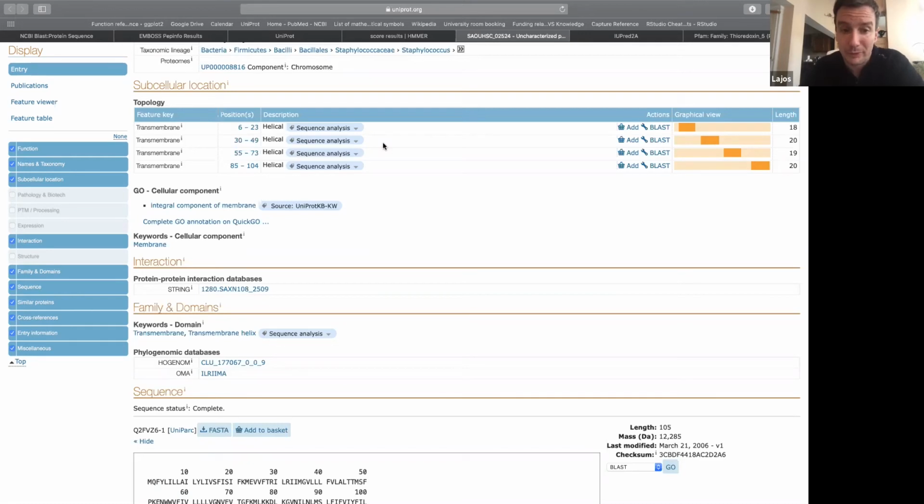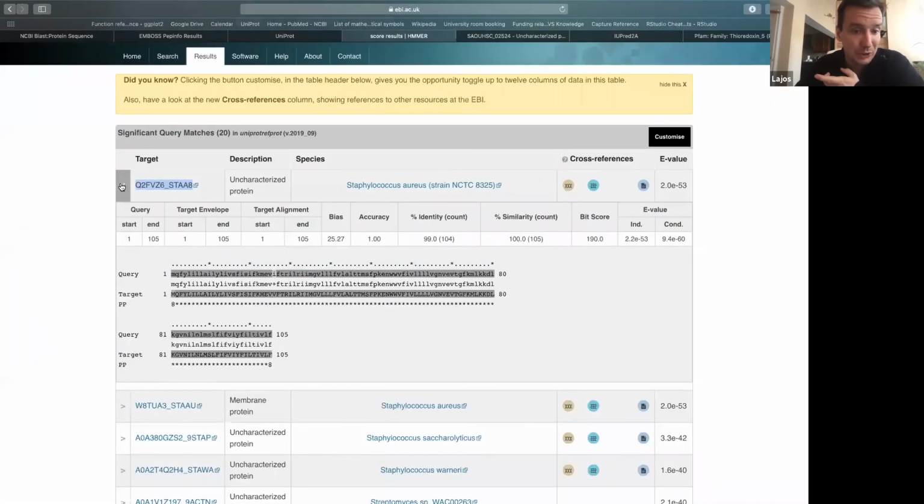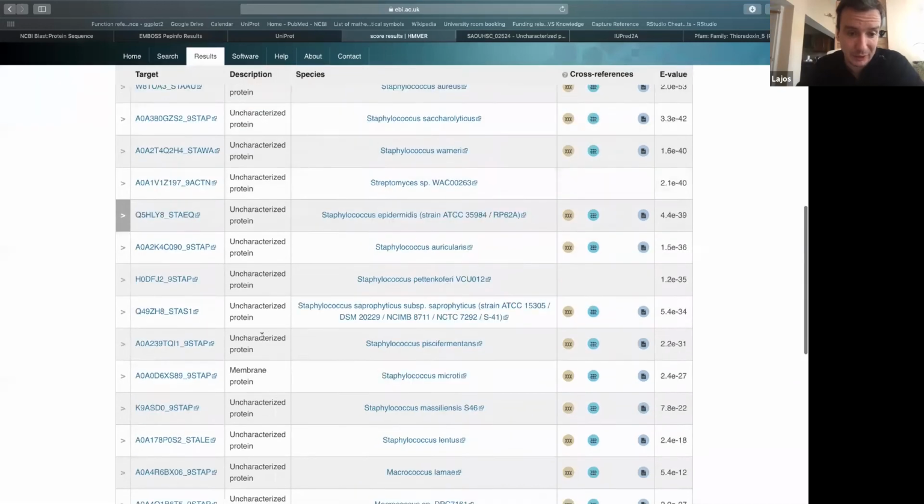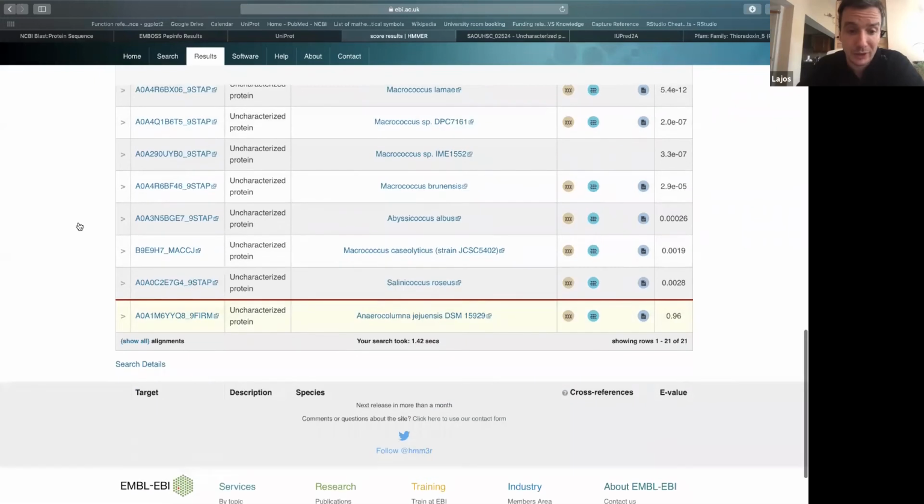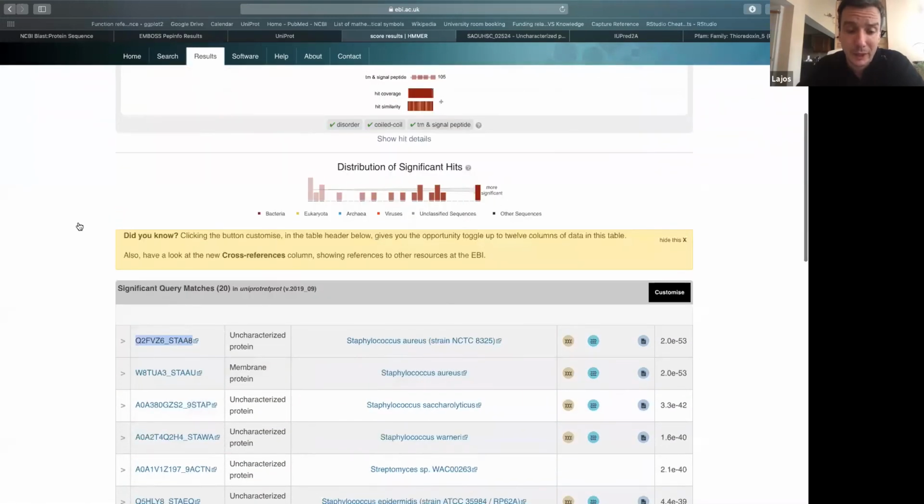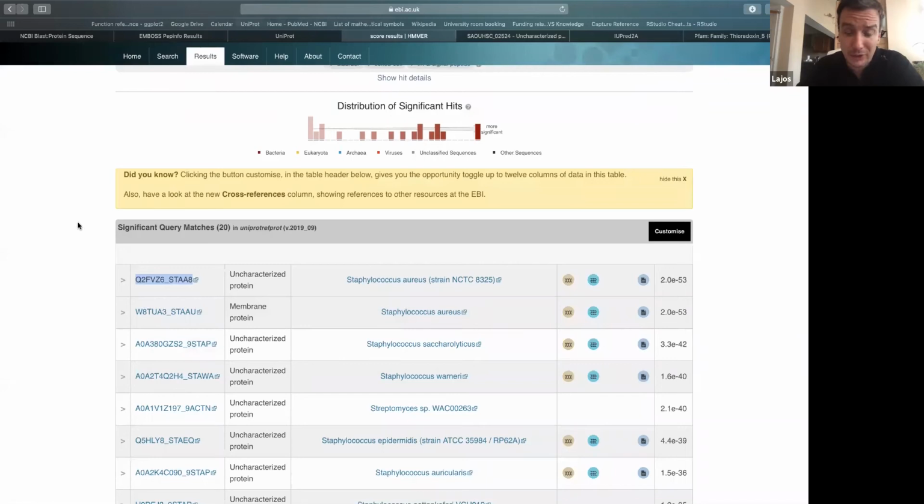The problem here is that we don't know anything about the domain. We don't have any known homologies here. As you can see, everything that is a little bit similar to this protein is an uncharacterized protein. Even if we believe that this is a transmembrane protein, that doesn't help much, because the functional annotation of transmembrane proteins is much worse than that of globular proteins.